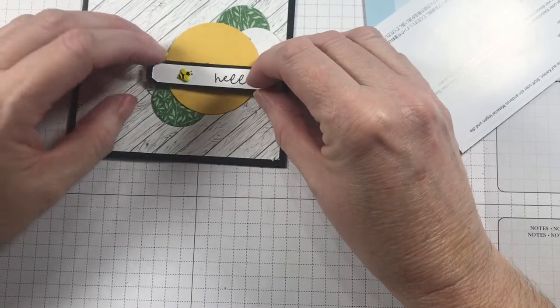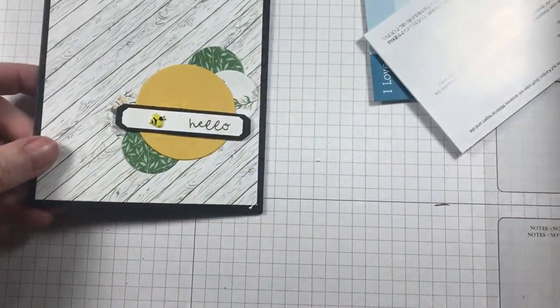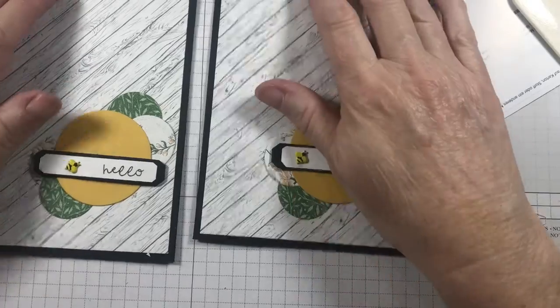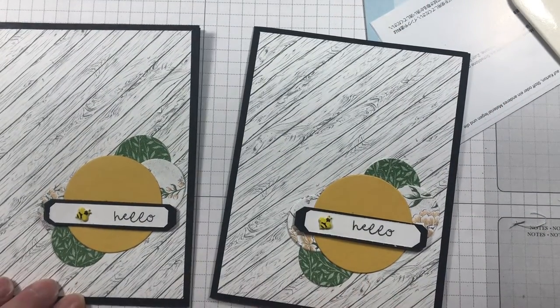And then we plop it right there. And there's our two cards, one for Anais and one for Greg, to go with their journals.